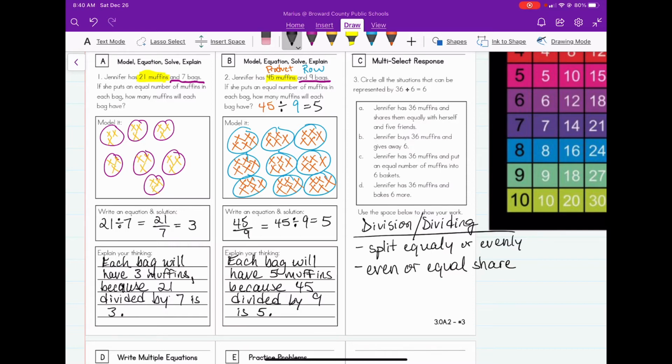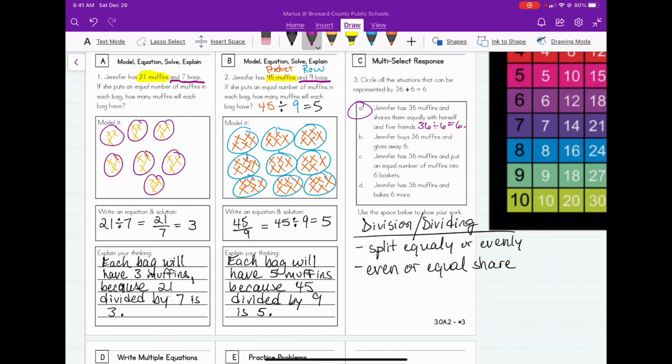So, herself and 5 friends is a total of 6, right? And she's sharing it equally. So, A does represent, let me use a different color, purple. A represents 36 divided by 6 equals 6. So that's one of ours. Let's take a look at B.